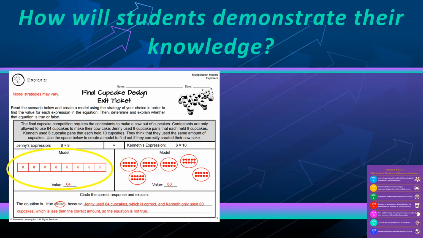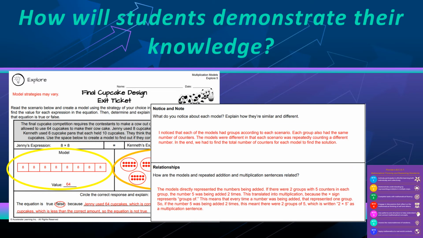First, we can notice that the student uses a tape model to demonstrate 8 times 8, and then equal groups for 6 times 10, showing that they understand how to use both models. The student then concludes that these equations are not equal to each other and then justifies the reasoning at the bottom when selecting the word false.